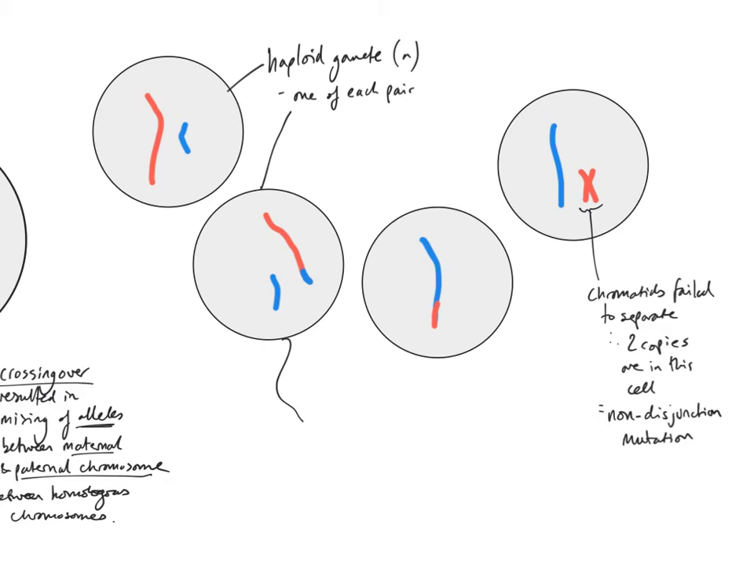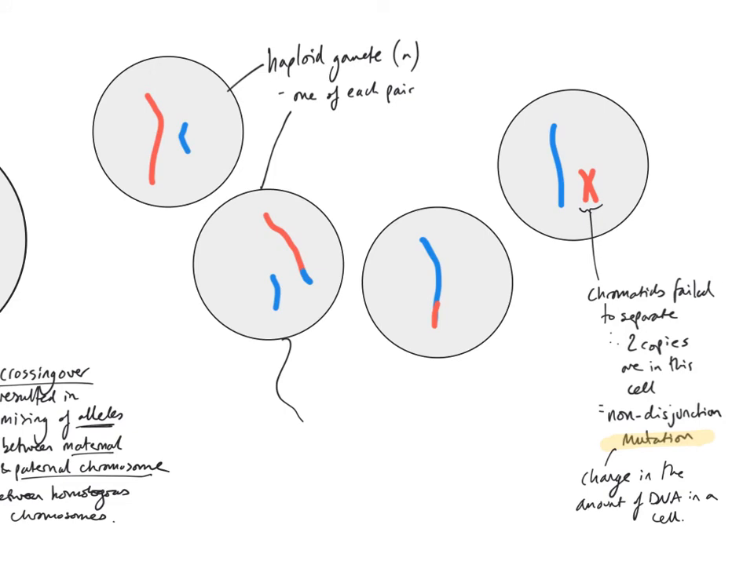So it's called a mutation. We call this a mutation because it's a change in the amount of DNA in a cell.